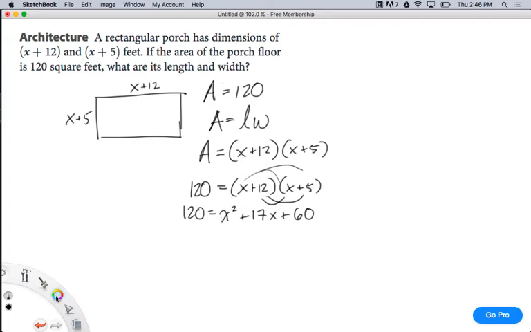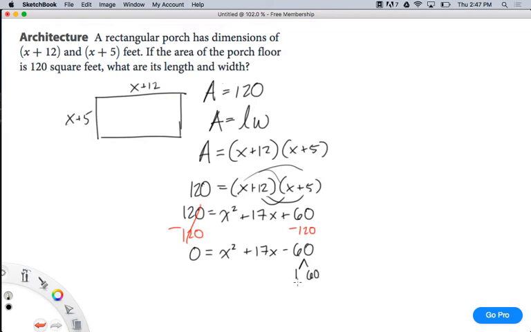Subtract 120 from both sides. I've got to get it equal to 0. So I end up with 0 equals x squared plus 17x minus 60. Now that I've got this quadratic equation equal to 0, what do I do? Now I factor.